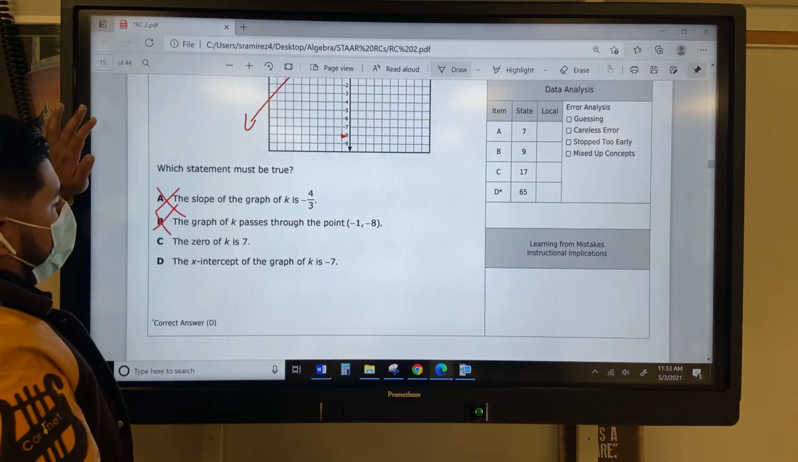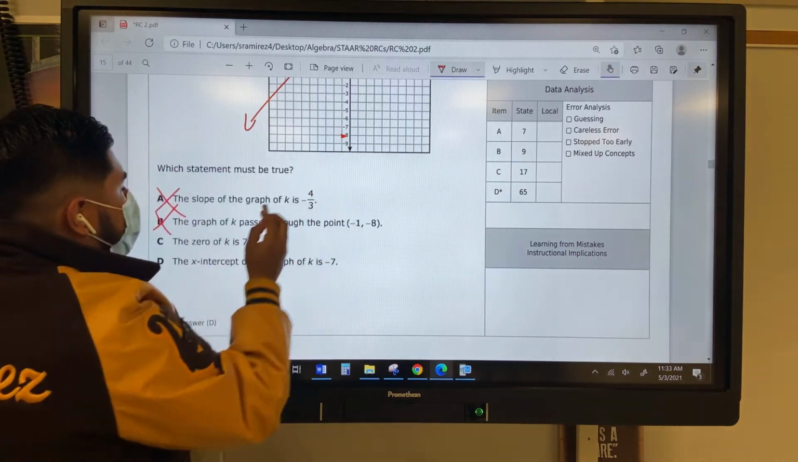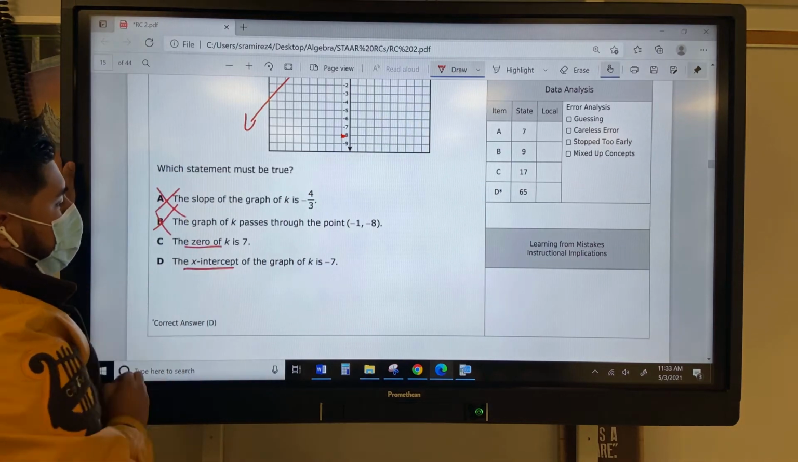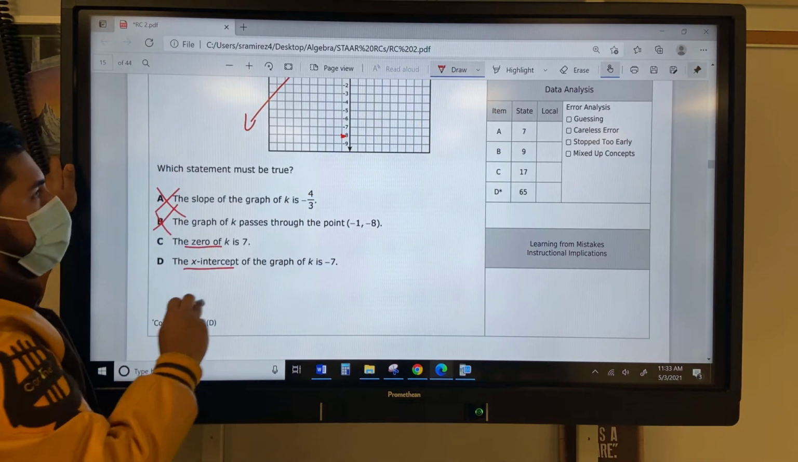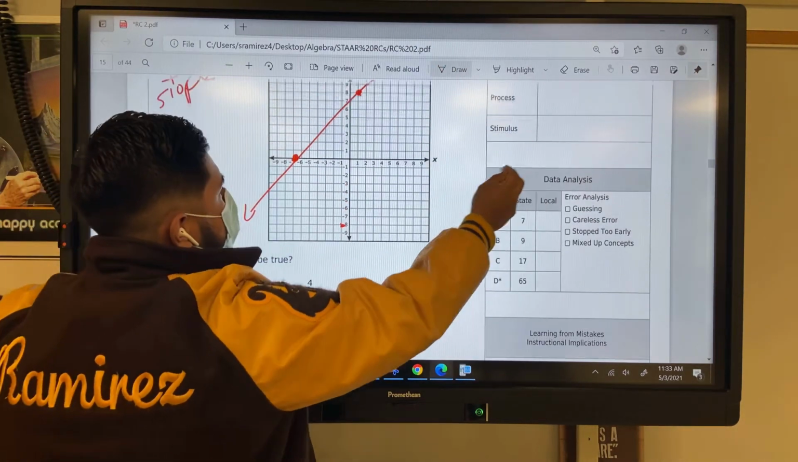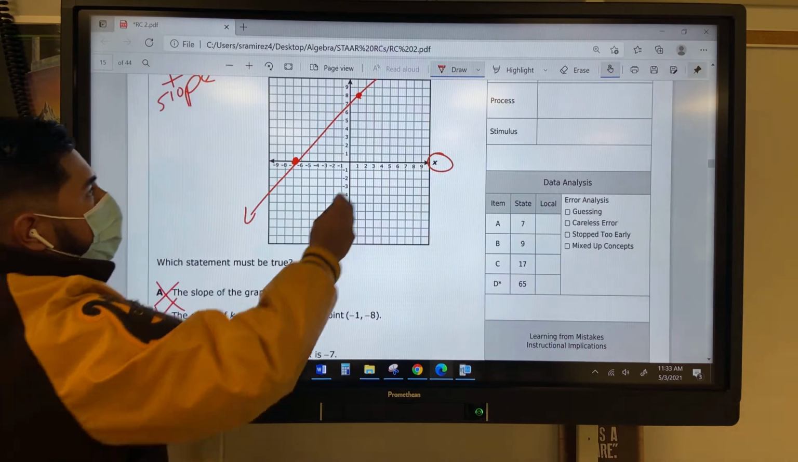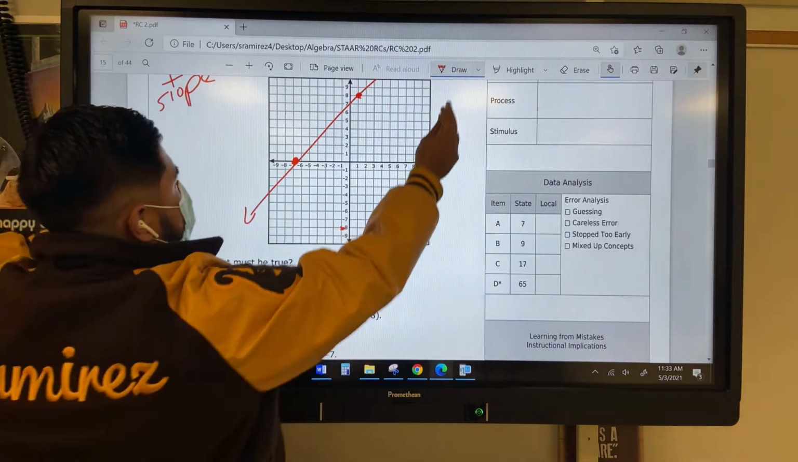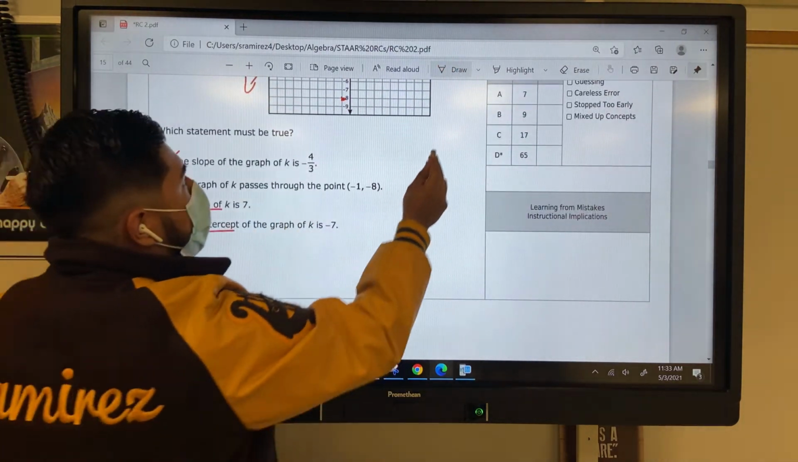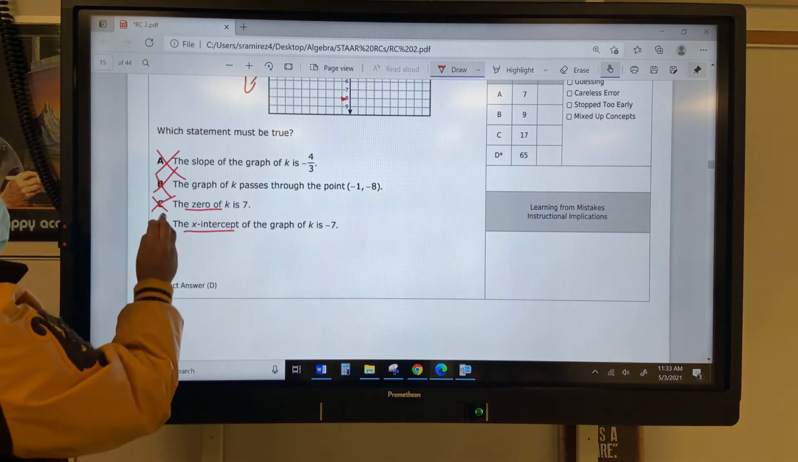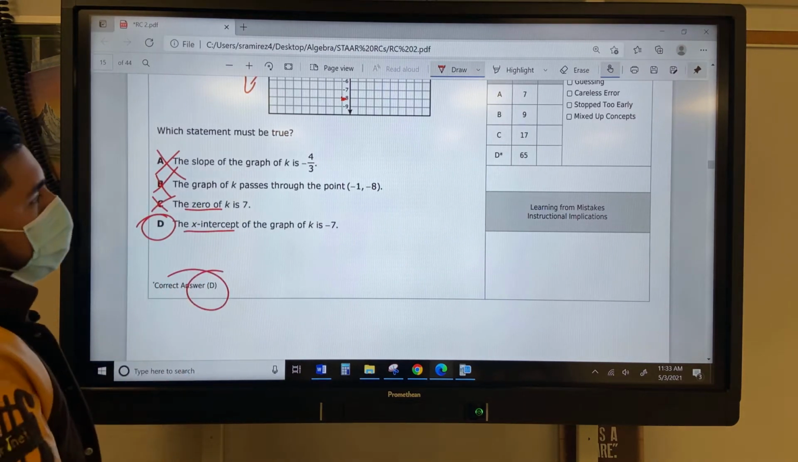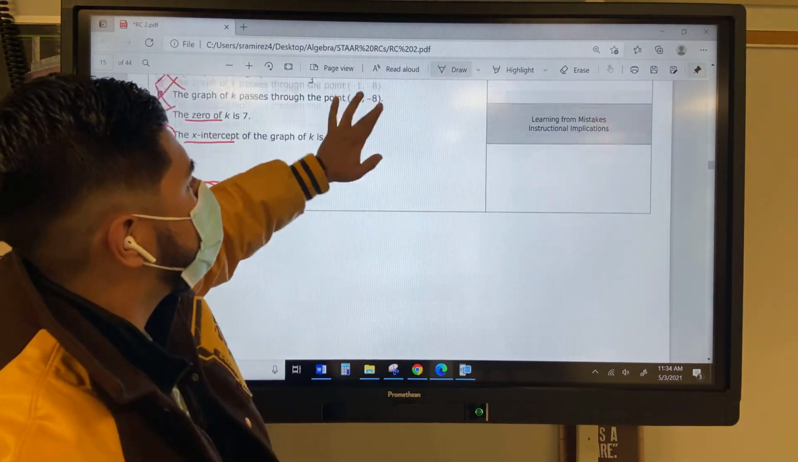The zero of k is 7. Remember, zero and x-intercept are the same thing. So where is it crossing the x-axis? Let's check. It's crossing at -7. So is 7 correct? No, it's not correct. Only answer is D. Boom. Let's keep going.